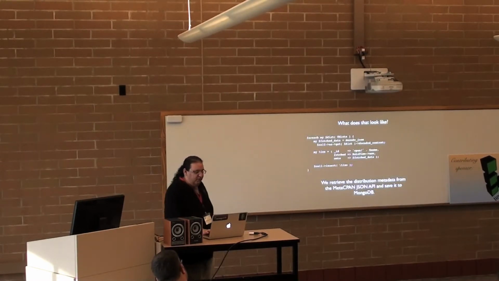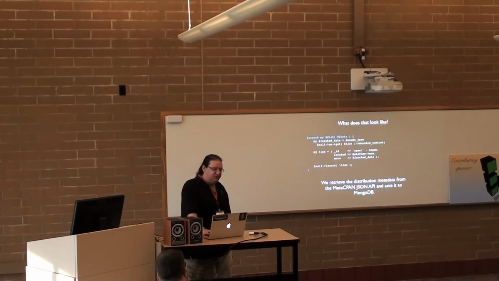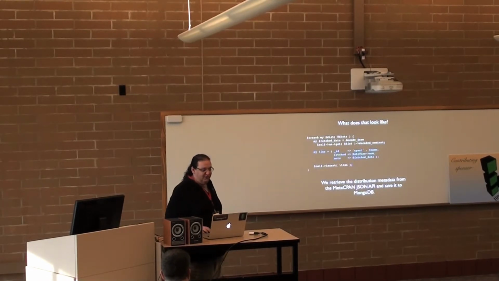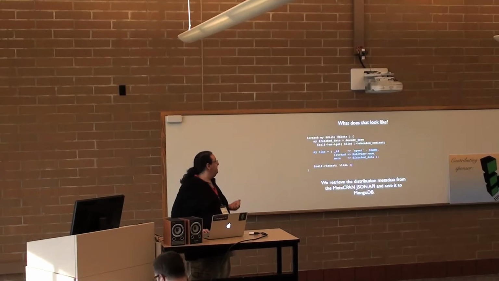So what do we do with that? Well, we're going to loop over that array of distribution URLs, and then we fetch the actual metadata. And so again, the dist here is a URL, so we just grab it. What we get is JSON, and we create this hash, which is going to be the document that we're going to insert in MongoDB. So a few things you need to know.